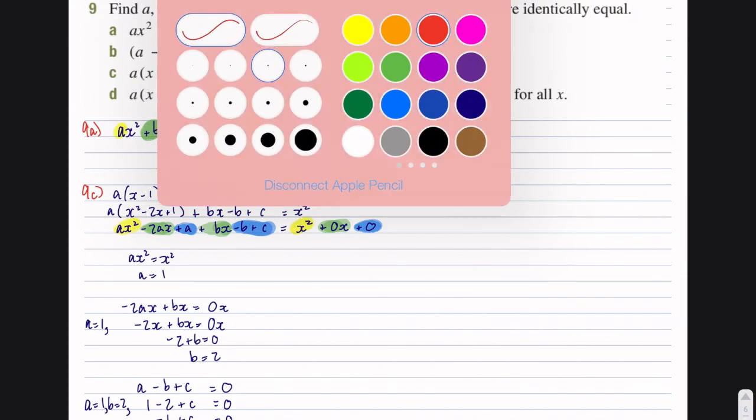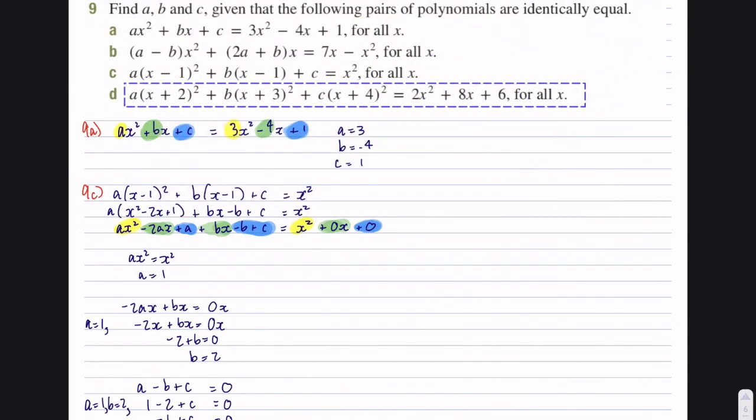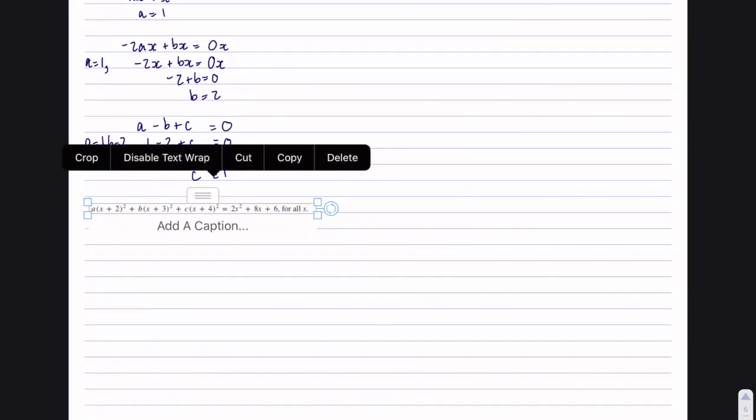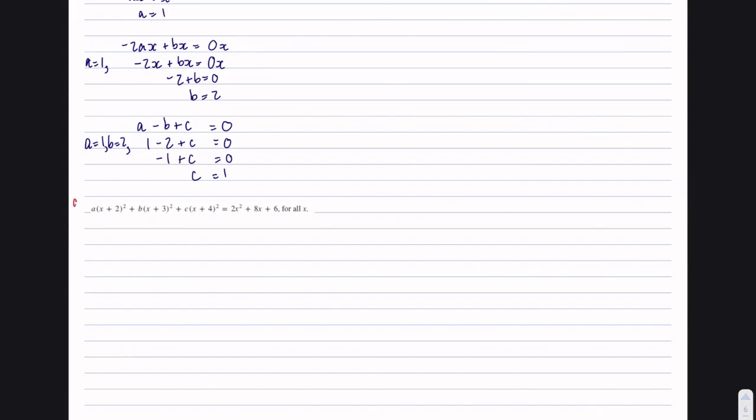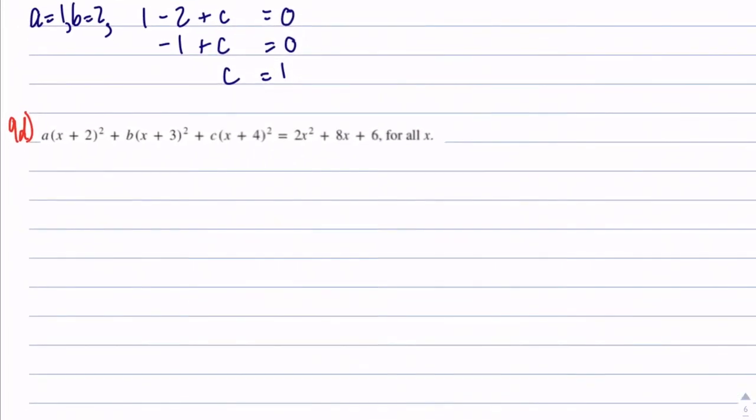I'd like to do D as well. I'm going to copy the question because I'm not going to be able to read it from down there. And 9D. So here, there's 2 ways to do this. I could expand all of this, all of this, all of this, and then times everything by a, everything by b, everything by c, and then do it all. There's a smarter way to do this. I'm going to factorize what's on the right-hand side and see if that helps.